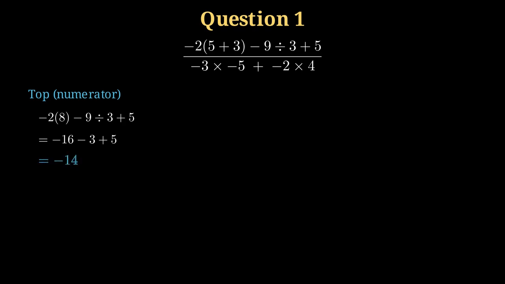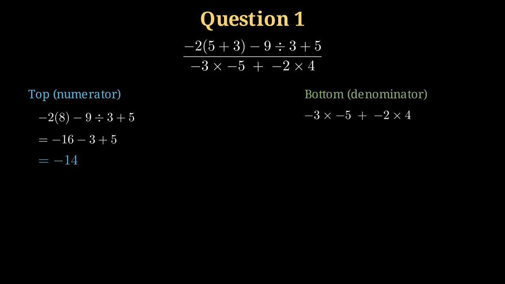The only thing left on top is adding and subtracting, and we work from left to right. -16 minus 3 is -19. Then -19 plus 5 is -14. So the whole top simplifies to -14. Lovely. Now let's give the bottom the same treatment.